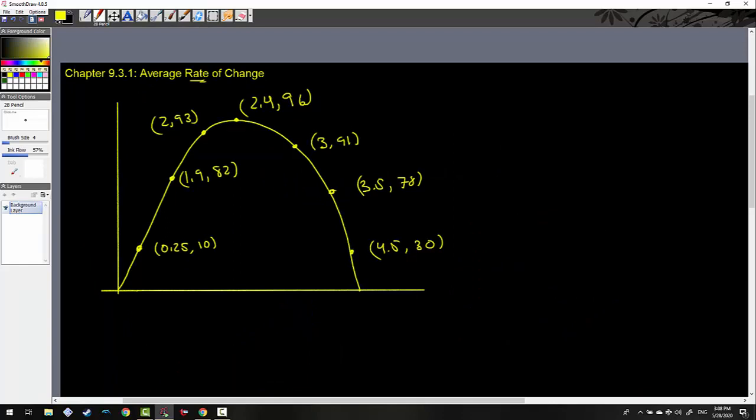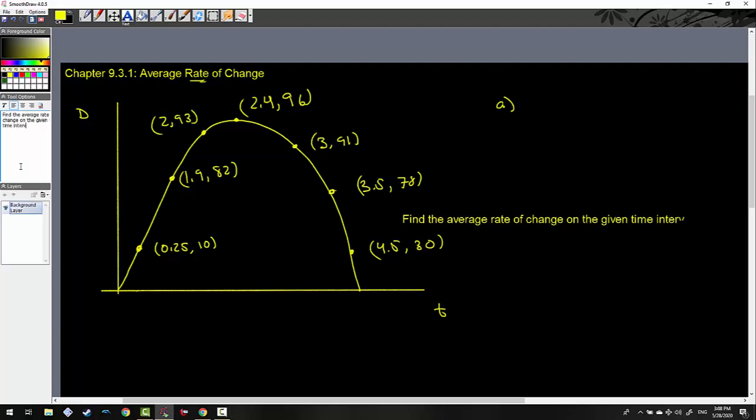And here we are. We are back with this concrete example here. I have an upside down parabola. Here's my d-axis, and here's my t-axis. And so I have a bunch of coordinates on here. If you want to, please hit the pause button and copy this parabola down with all the coordinates. And so what I'm going to do is find the average rate of change on the given time interval.